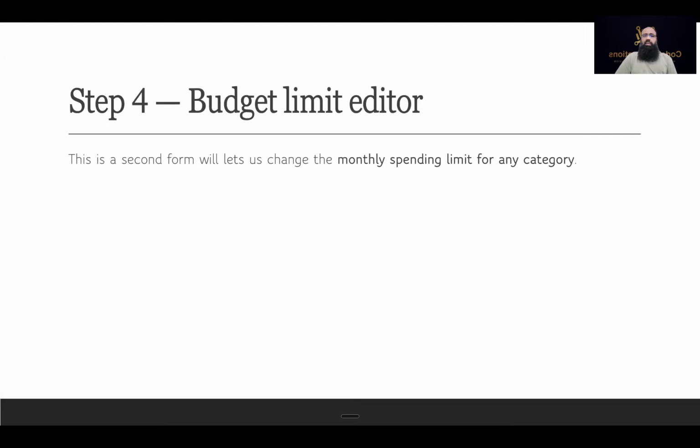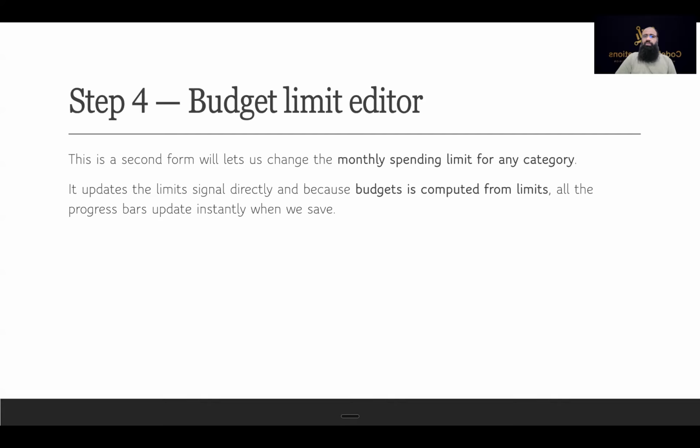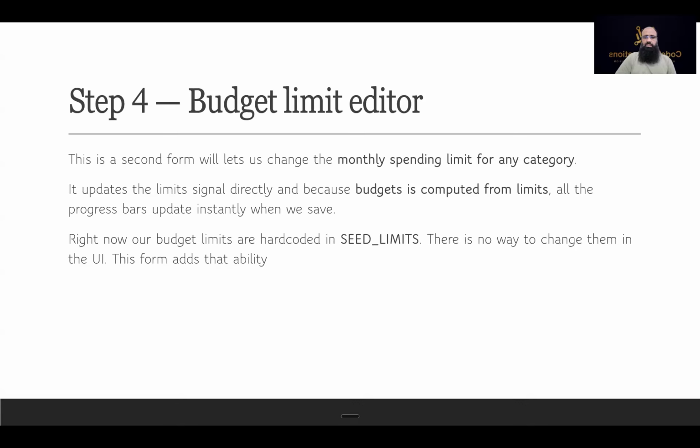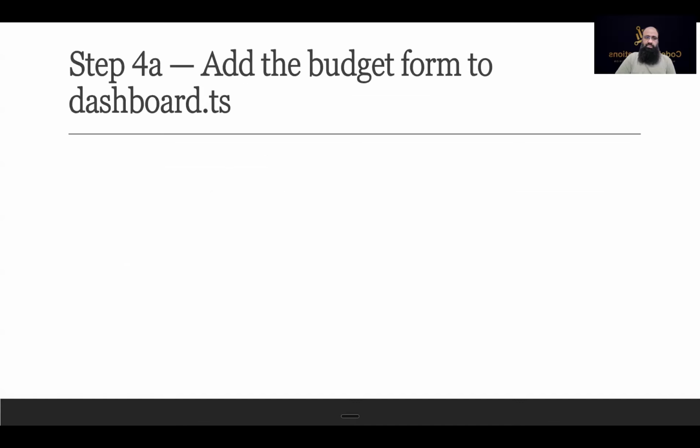So let's just add a second form, the budget limit validator. This is going to be a second form which we are going to add. And what does it do? It will help us change the monthly spending limit for any category. So budget is again a computed field. You might remember from the last video, if you have seen that, there were hard-coded seed limits, and there was no way to change them. So we are allowing the UI to change those limits.